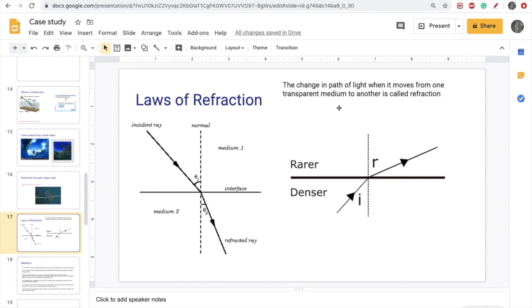What are the transparent mediums? It might be glass or water or air, and what else is there? Oil also is a transparent medium. And what else is there? Kerosene. All these are transparent mediums.